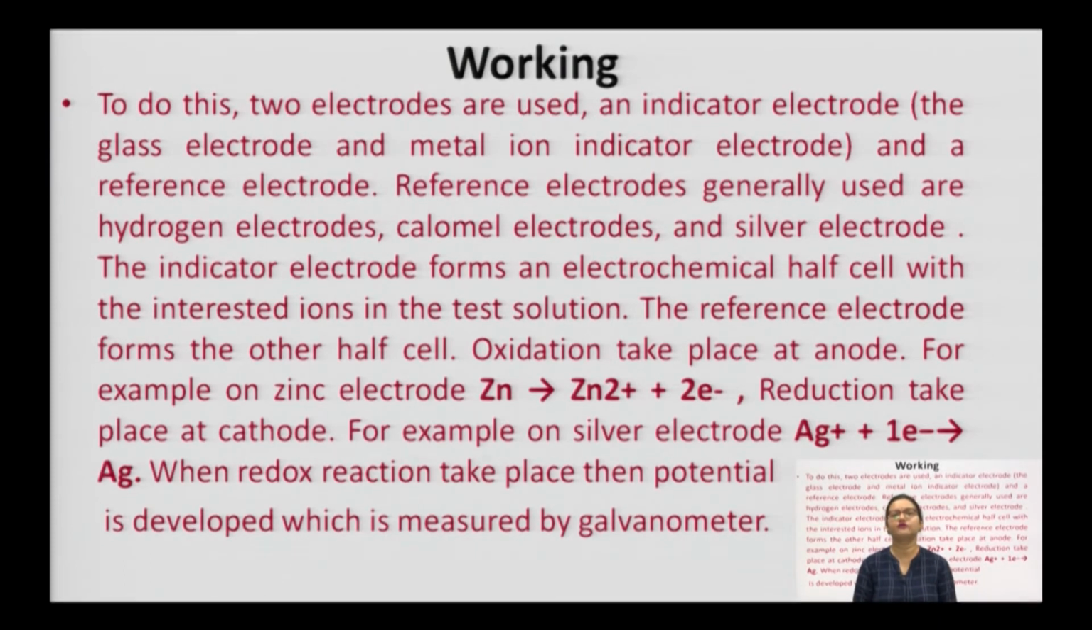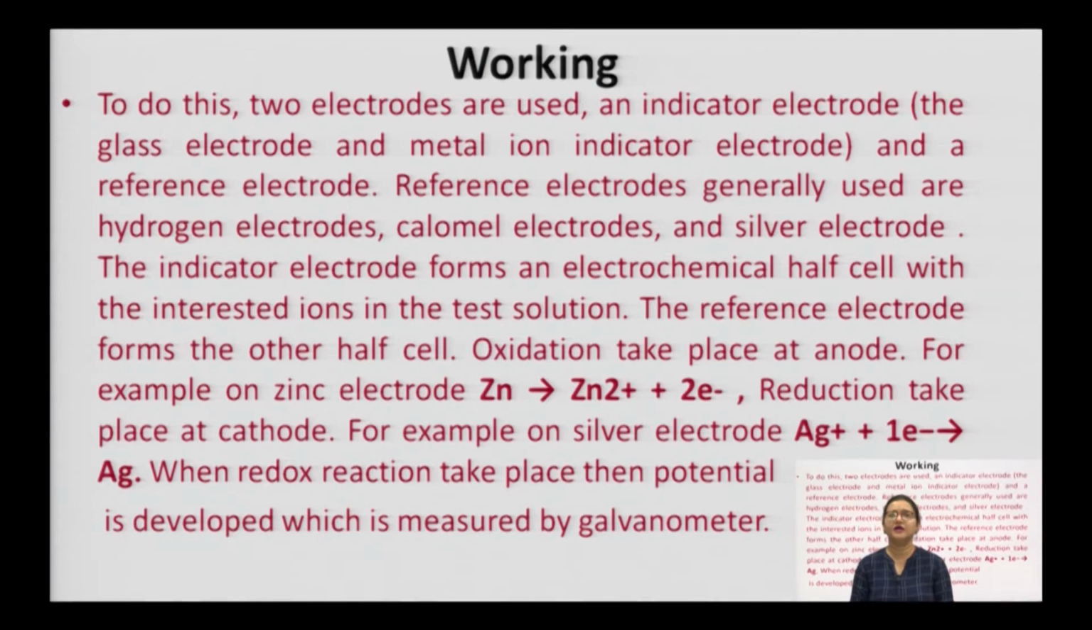The indicator electrode forms the electrochemical half cell, while the reference electrode forms the other electrochemical half cell. The ions of interest, the analytical ions which are to be determined, are in the test solution or analytical solution, in which both the electrodes are dipped. The reference electrode forms the other half cell. As I told you earlier, one half cell reaction is formed by the indicator electrode and the other half cell reaction is formed by the reference electrode.